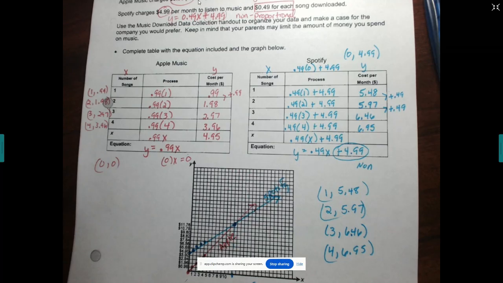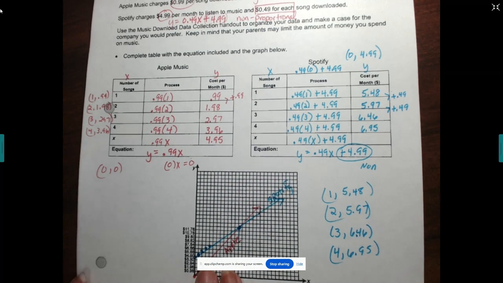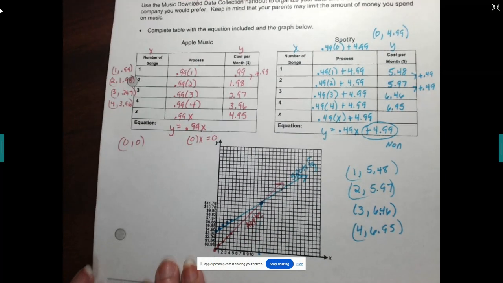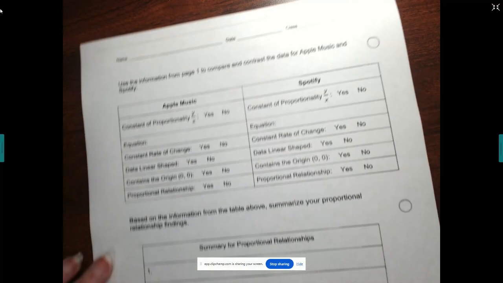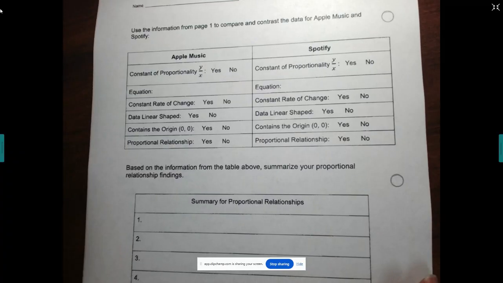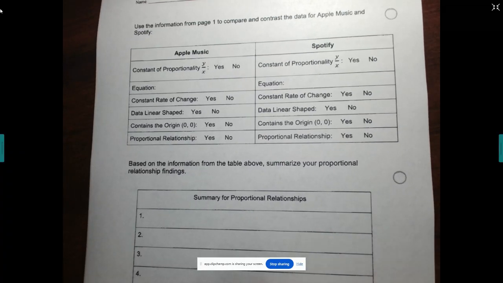And this is the kind of thing that people make decisions about all the time when they're trying to decide what company to go with and what's going to be the cheapest. This is very real world stuff. All right, so now we're going to use what we just talked about to answer these questions about both.